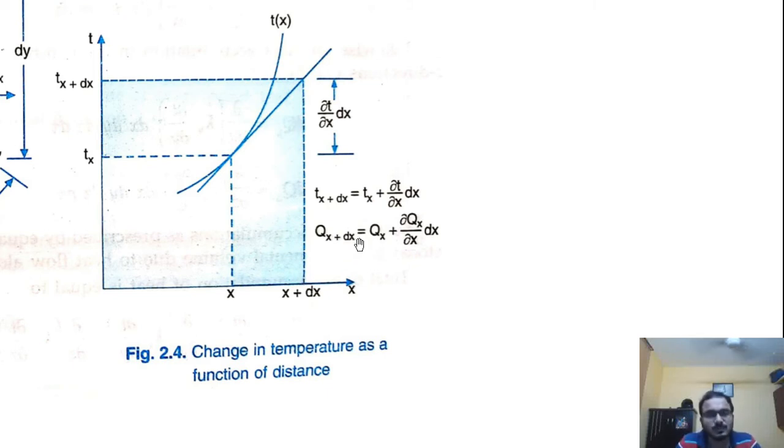So the new value of temperature is equal to the previous value, that is Tx, plus the rate of change of temperature with direction x, which is del T by del x into dx. And similarly we can also write this for the value of heat, that is qx plus dx is equal to qx plus del qx by del x into dx.